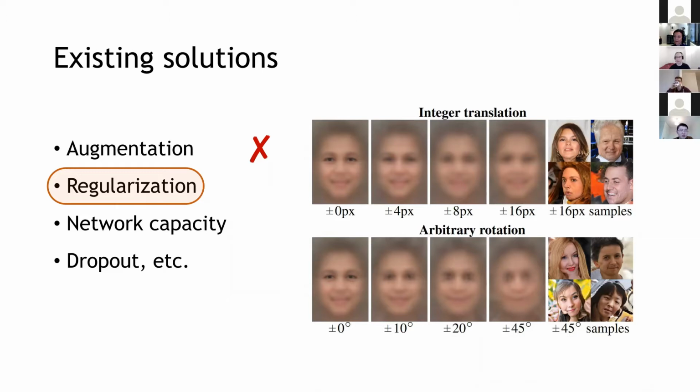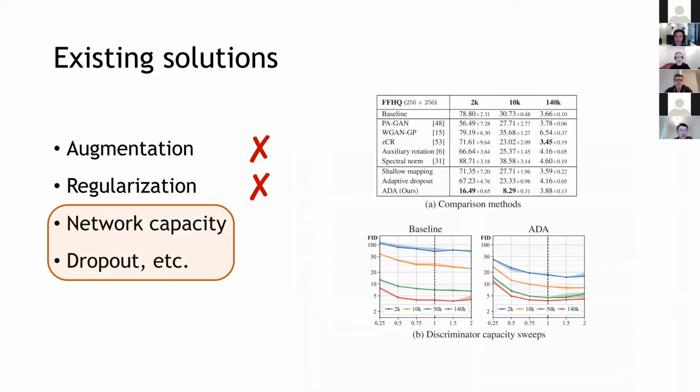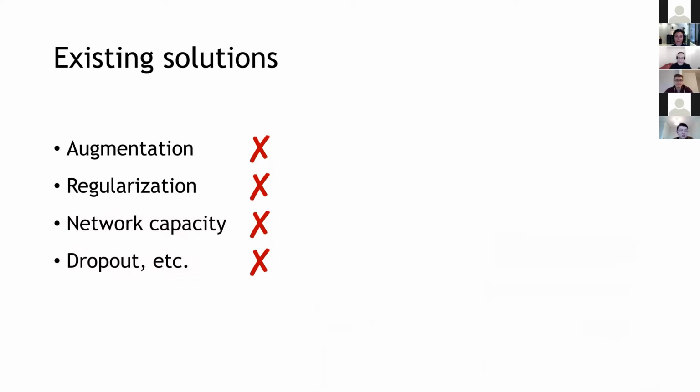And we have actually confirmed that this indeed happens in practice. Then there's things like decreasing network capacity, employing dropout, or a bunch of other techniques. We have tried many of those and concluded that they don't really help all that much with GANs.